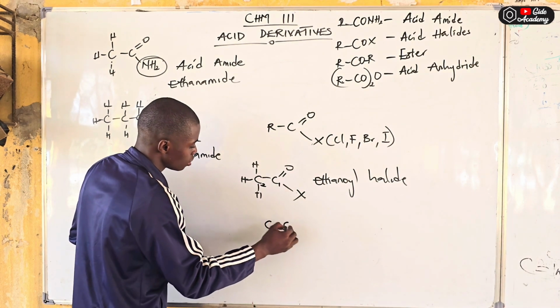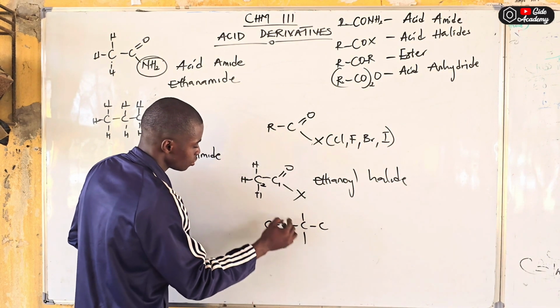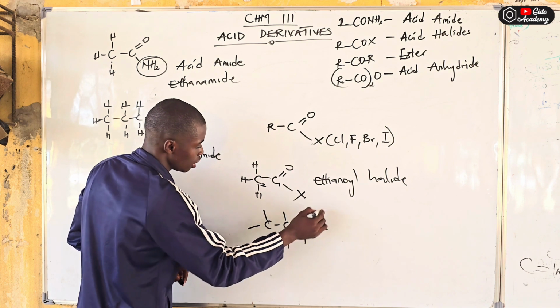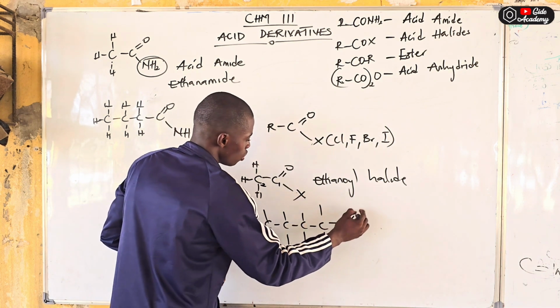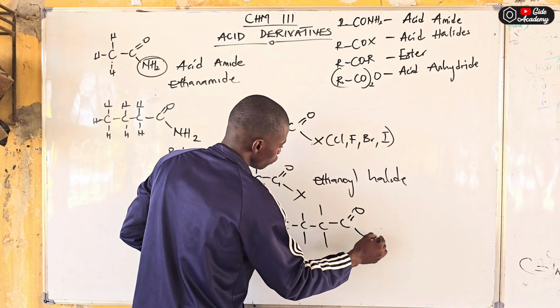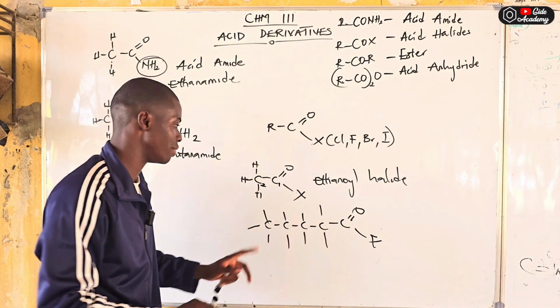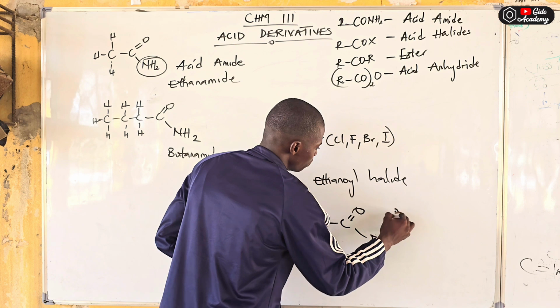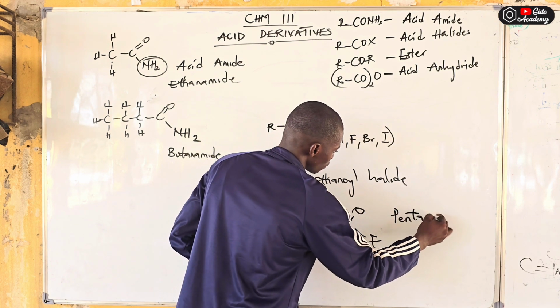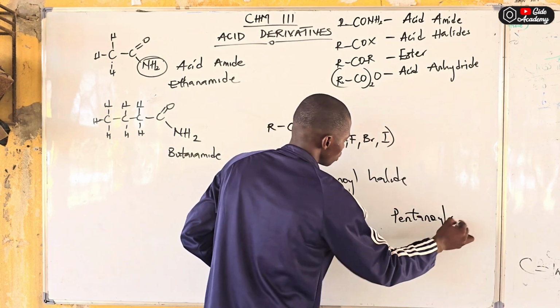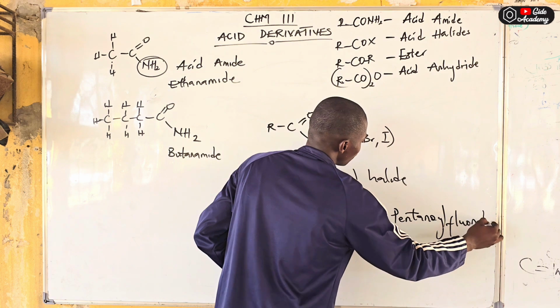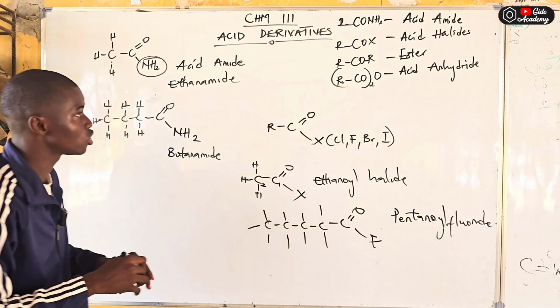Please, the reason why it is called ethanoyl is 1 and 2. What if you have 1, 2, 3, 4, hydrogen, carbon, O, and here is fluorine? So your mind will now go to 1, 2, 3, 4, 5. 5 is pentanoyl. Then fluorine is fluoride. So that will now be the IUPAC nomenclature for this structure.